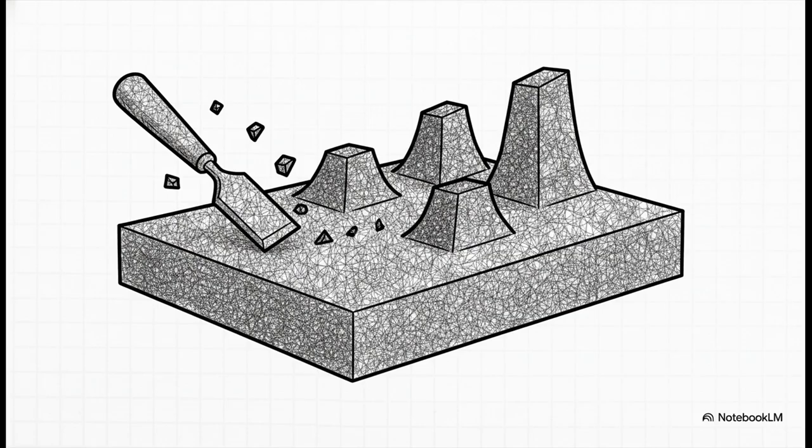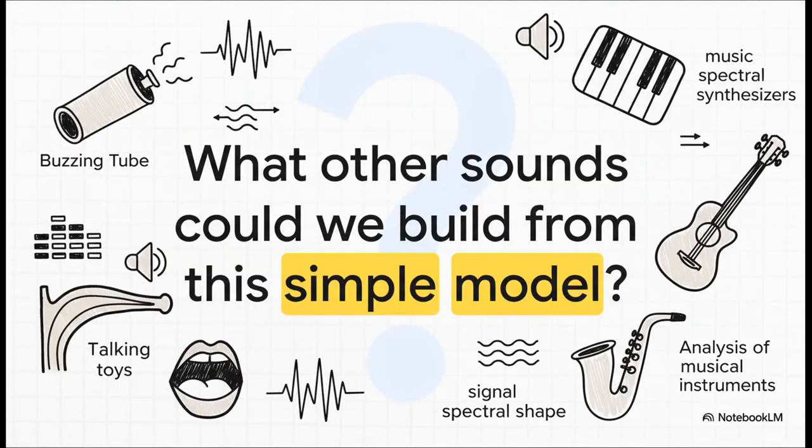Those peaks that it creates, those are the formants, and it's the specific placement of those first few formants that shapes a generic buzz into a clear ah or an e or an oo sound, the very building blocks of speech. So think about it. From a simple buzz in a tube, we get speech.